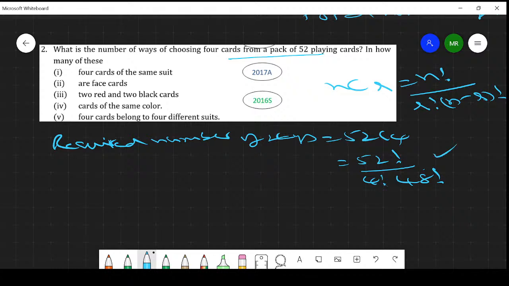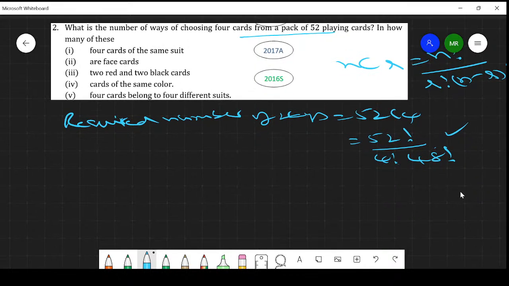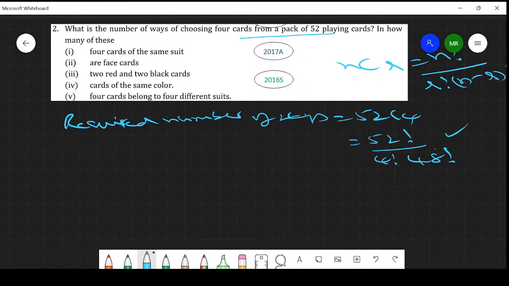You simplify this, you get the required answer. If you get this answer, the answer is fine. If the numbers are big, you can stop here also. No need to waste your time. You can write the answer like this, also correct. This is also a correct answer.